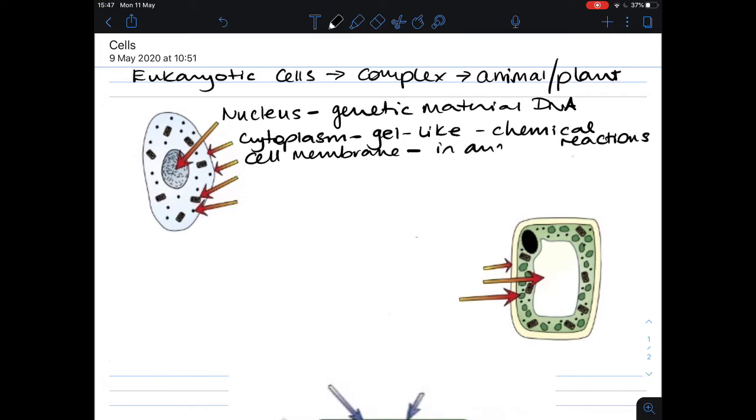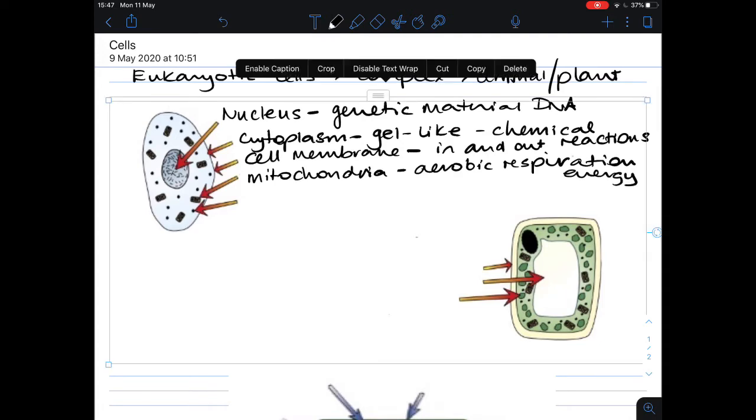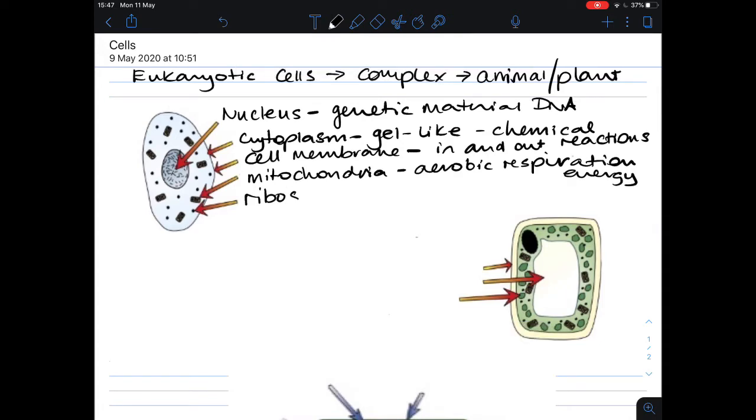Cell membrane holds the cell together and controls what goes in and out. Mitochondria. These are where most of the reactions for aerobic respiration take place. Respiration transfers energy that the cells need to work. Ribosomes. These are where proteins are made in the cell.